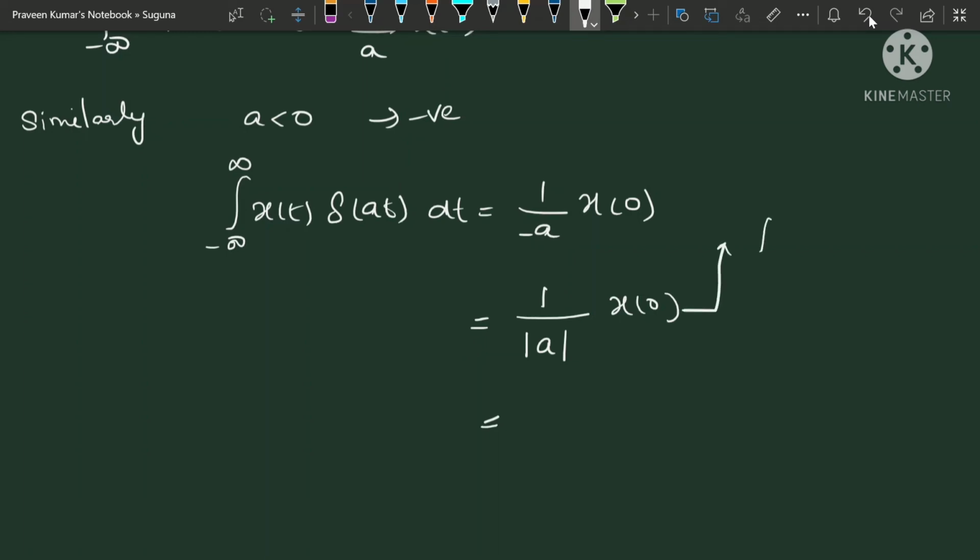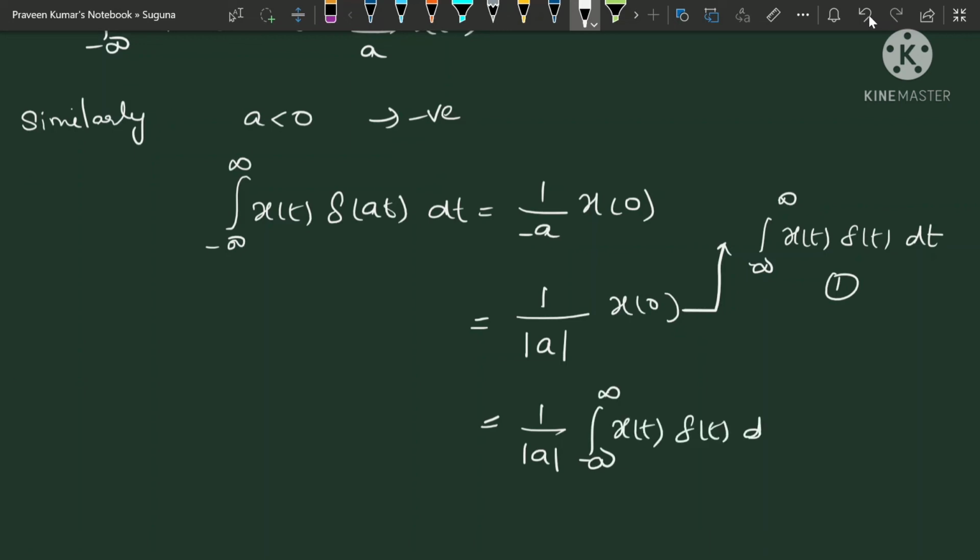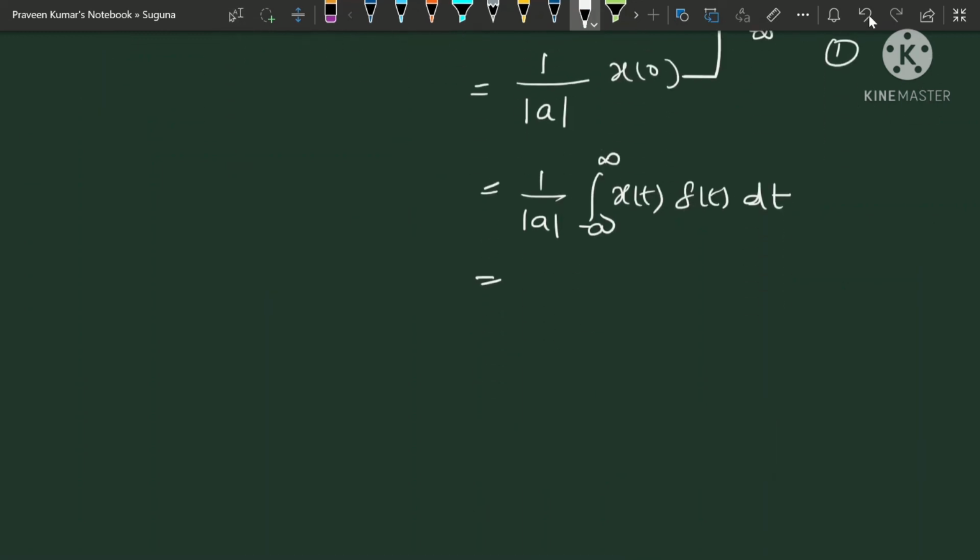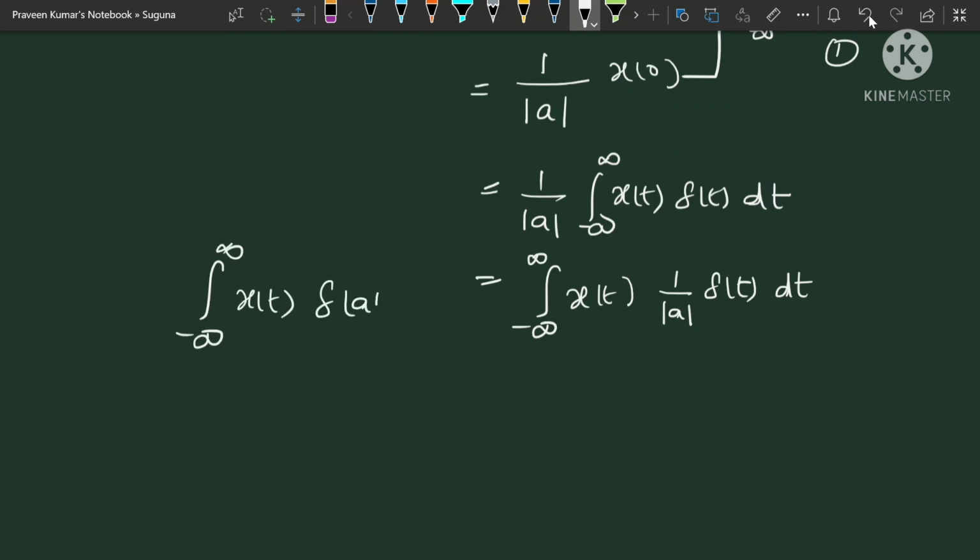What is x of 0? Integration minus infinity to plus infinity of x of t delta of t dt. This is our first property. So in place of x of 0 we can write this integral, which is equal to, taking 1 by a inside the integration, integration minus infinity to plus infinity of x of t 1 by modulus of a delta of t dt. This is our right side. What is our left side expression? Integration minus infinity to plus infinity of x of t delta of at dt.